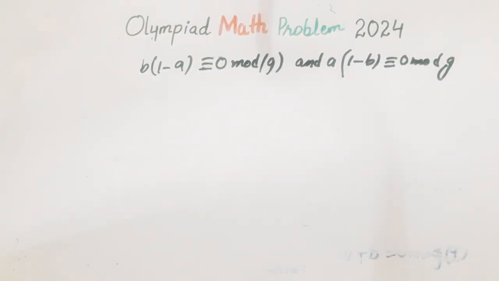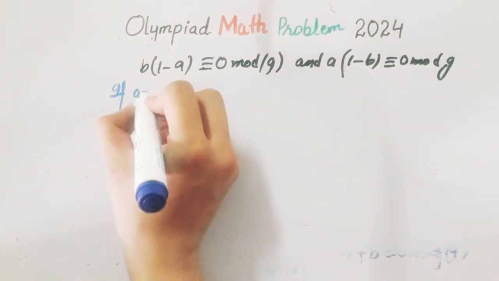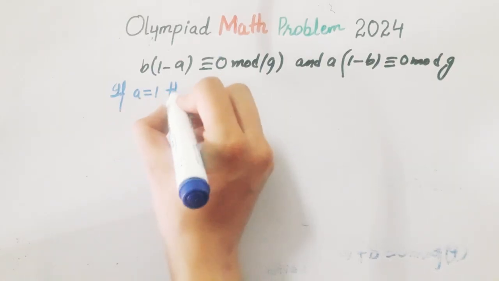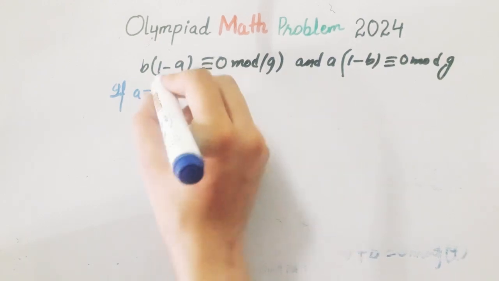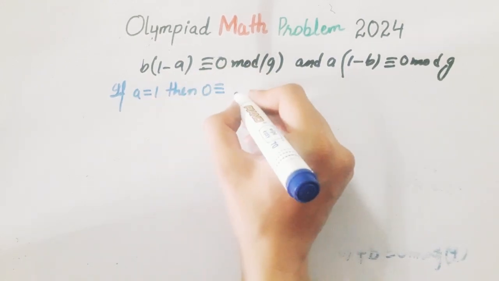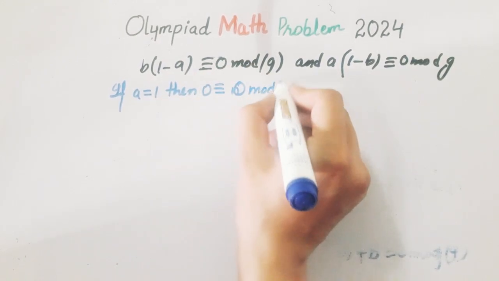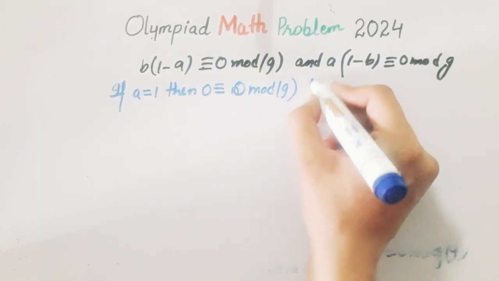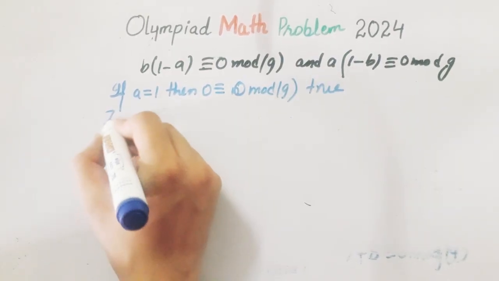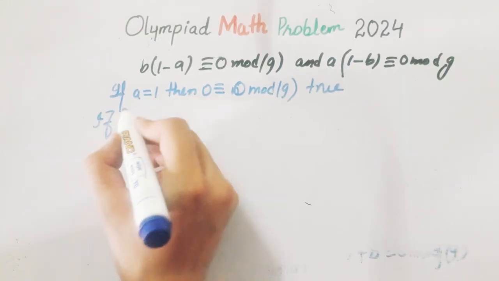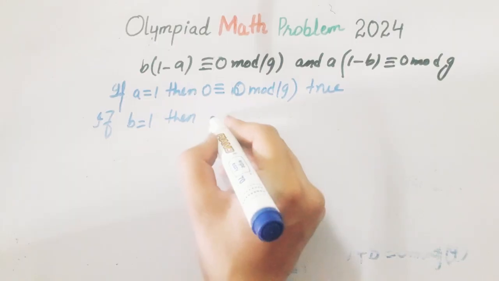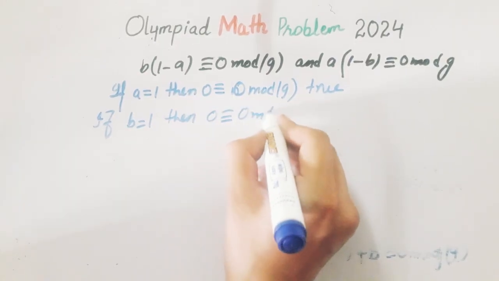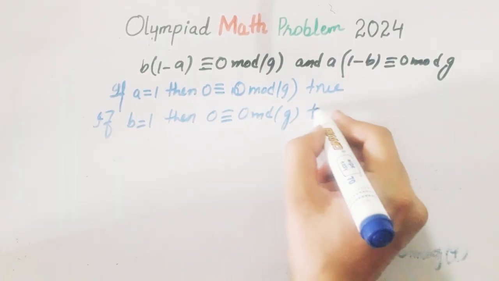First one is if a is equal to 1, then when we put a is equal to 1, we get 0 mod g, and this is true. Second one is if b is equal to 1, then this will also be 0 is equal to 0 mod of g, and this is also true.